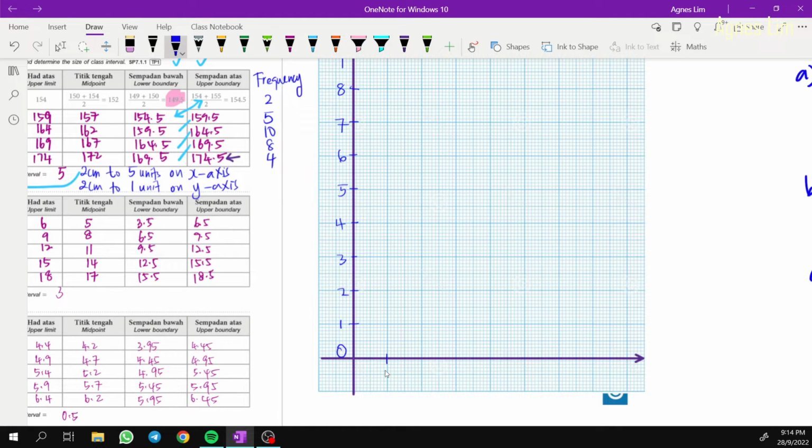So we're going to start with the first lower boundary, which is 149.5. And then carry on to the next number, which is actually the upper boundary and the lower boundary of the following class.